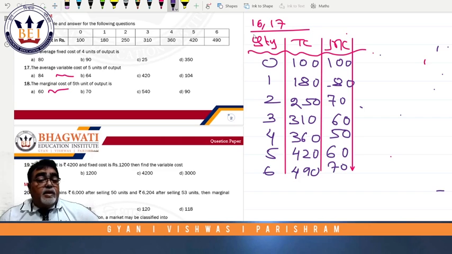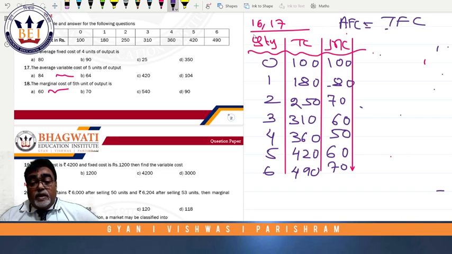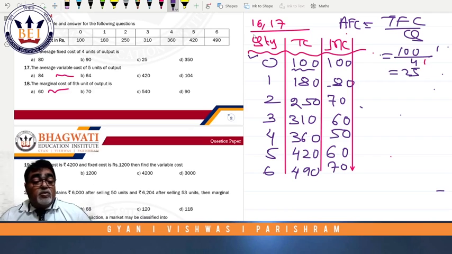Now slowly. AFC. AFC means what? TFC by quantity. So when quantity is 0, TC is 100, which means obviously it is nothing but TFC. AFC when 4 units, my answer should be 100 by 4, that is 25. The answer of 16 should be 25.